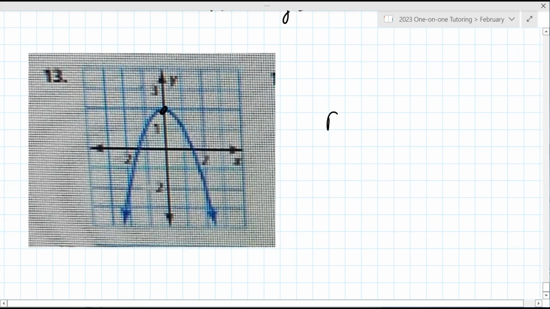What's the range on this? Range is y is less than or equal to 2. I think that's what that number is. Okay, that's good.